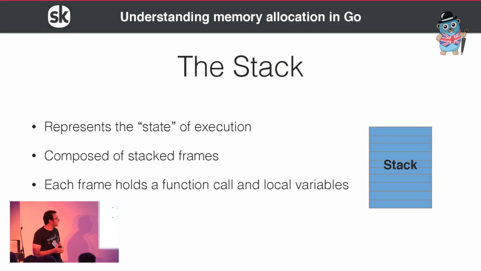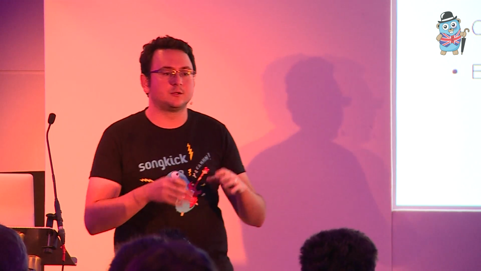So yeah. And the one I found more interesting, because some stuff happens in it, is the stack. So it represents the state of execution. So when you print a stack trace, you know where you are in your code. It's composed of stacked frames. What that means, I'll go into more details in a minute. But every frame basically holds the function that is being executed and its local variables.